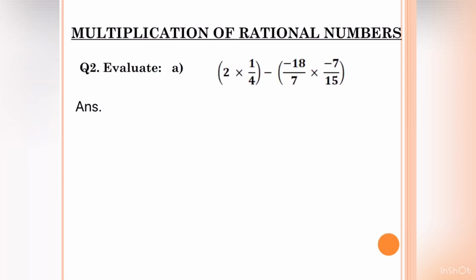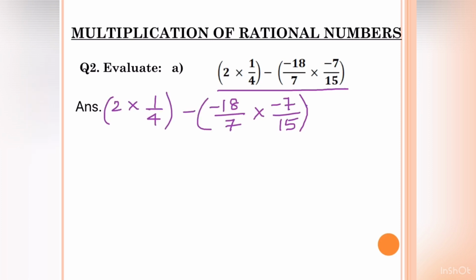Next question, evaluate: 2 times 1 by 4 minus of minus 18 by 7 times minus 7 by 15. In this expression, first we will simplify inside the brackets. So in the first bracket we have 2, which we can write as 2 by 1. So 2 by 1 times 1 by 4. Here 2 and 4 have 2 as a common factor. So let's cancel it. 2 times 1 gives 2, 2 times 2 gives 4.